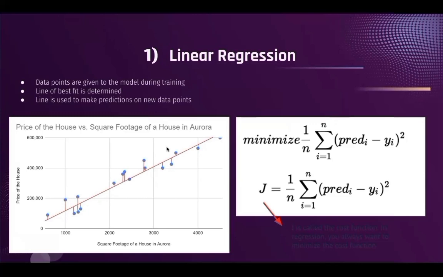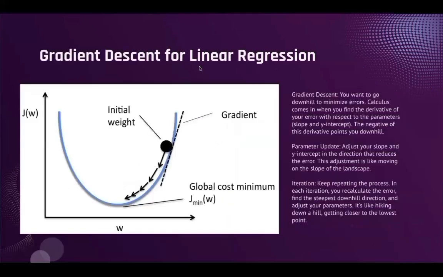So now I have this value called J, and J is the cost function. In regression, you always want to minimize the cost function so that your line of best fit is the most accurate line you could get. Could you go to the next slide?